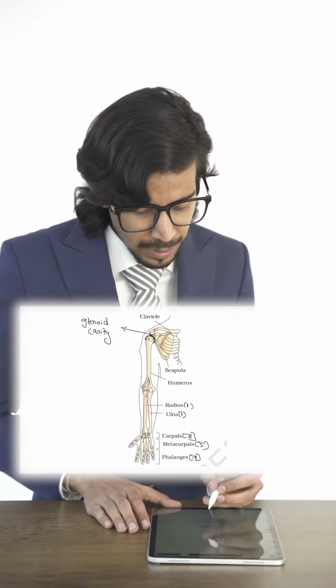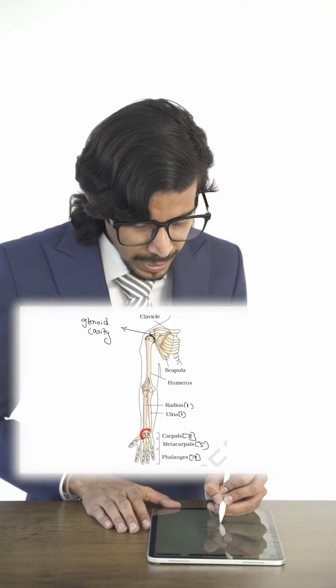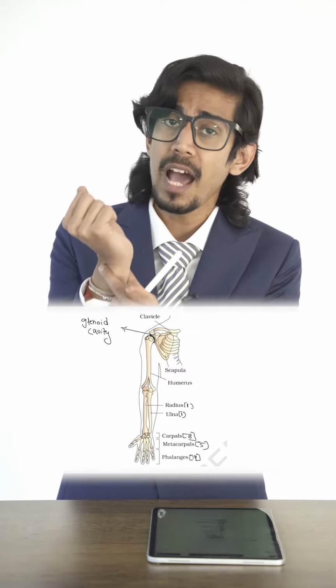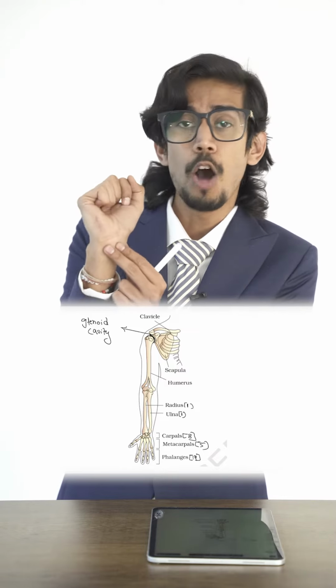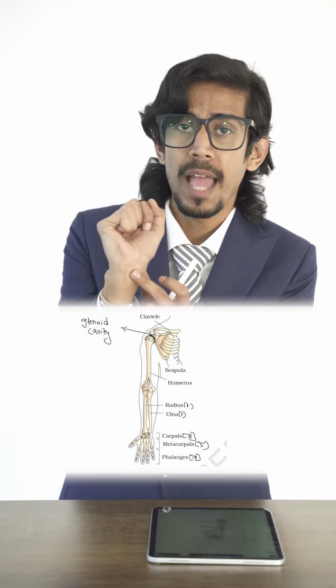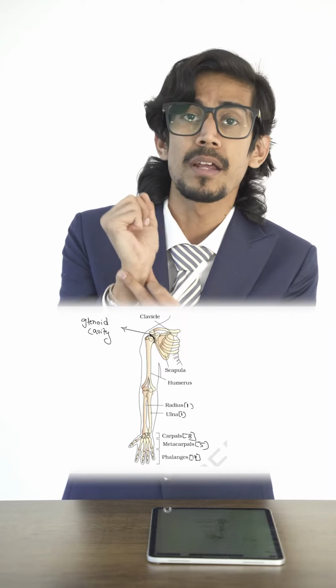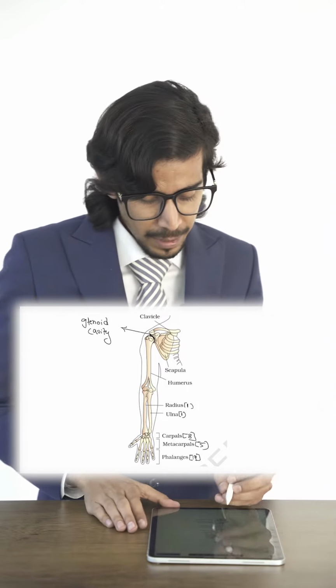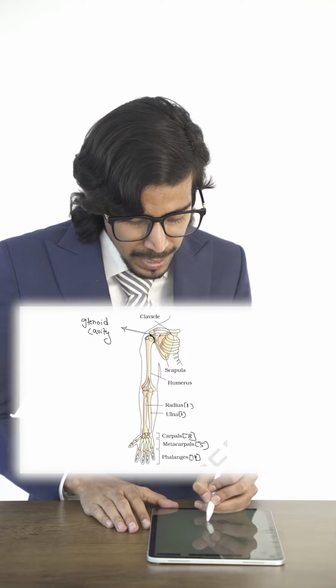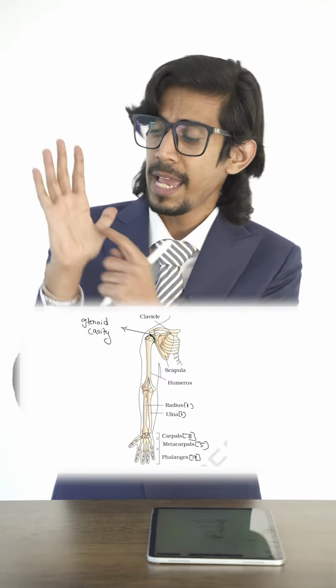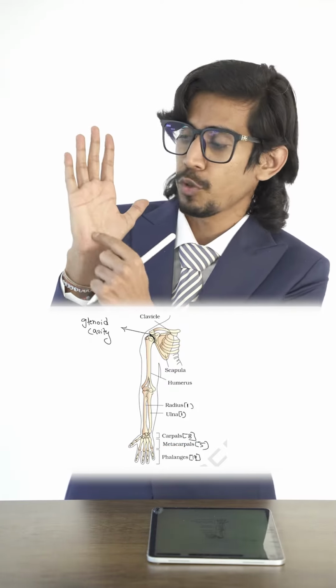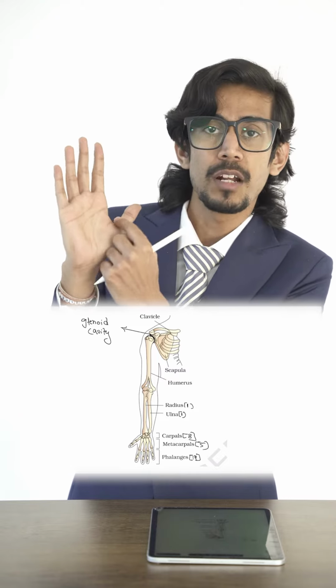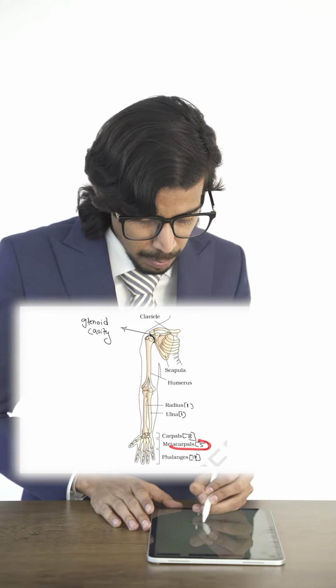Then we have 8 bones in our wrist which are called carpals. So how many bones are there? 8 bones, and they are called carpals. Where? Wrist. Then after that we have metacarpals, which we can also call the palm bones. There are 5 bones here which are called metacarpals.